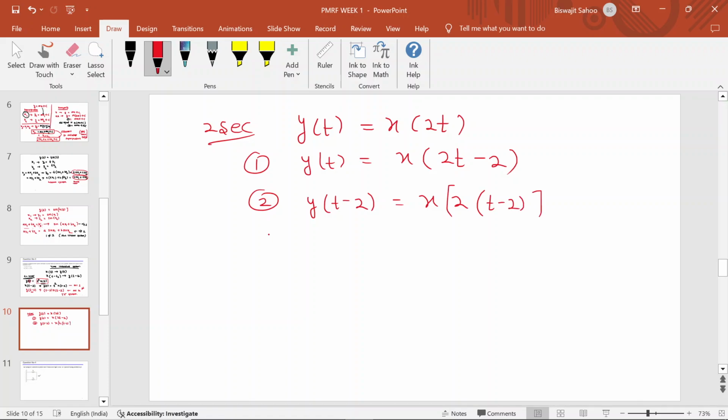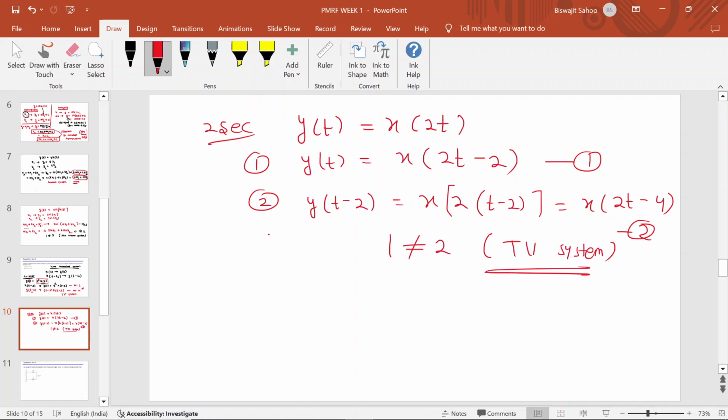Now you have to simplify it. This will be x of 2t minus 4. So this is 1, this is 2. So 1 is not equal to 2. So it is a time variant system. All of you clear?